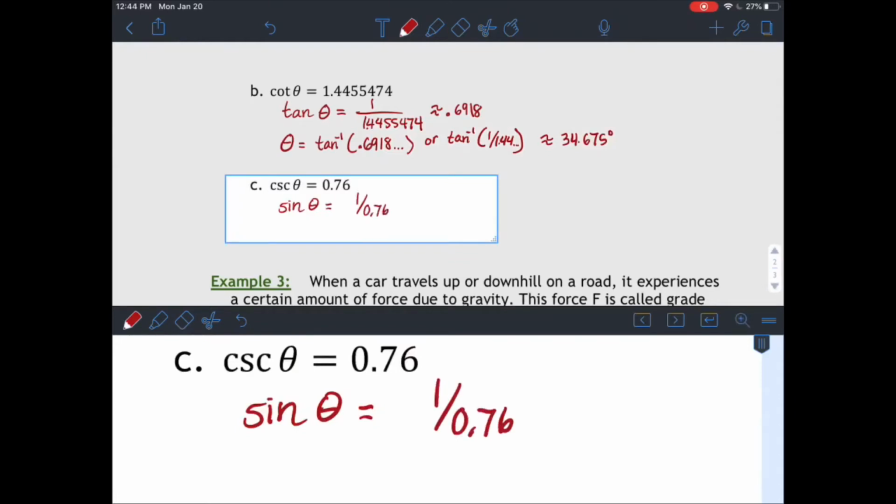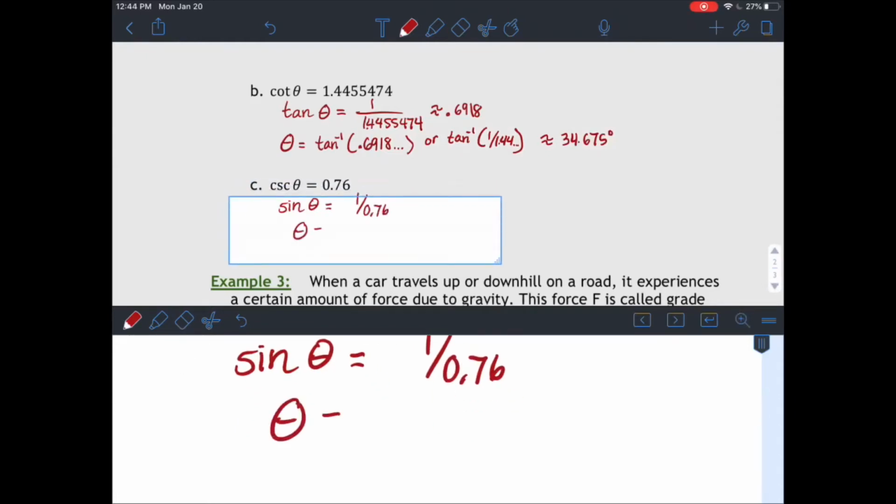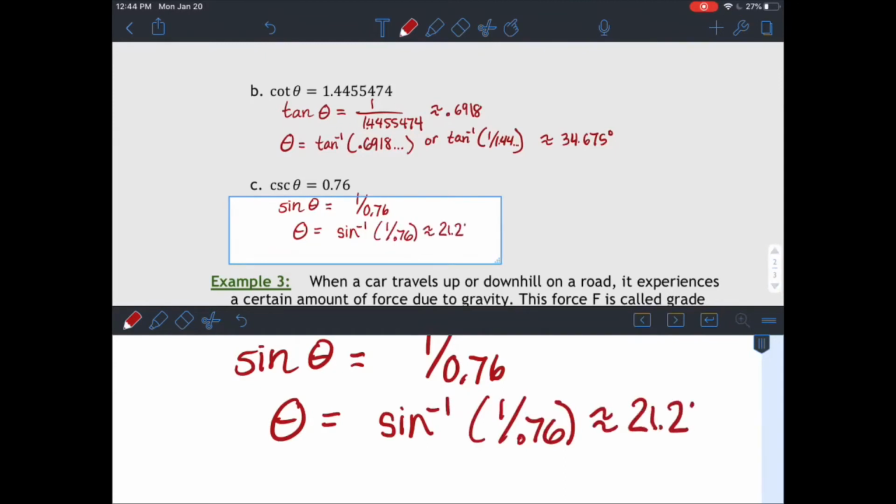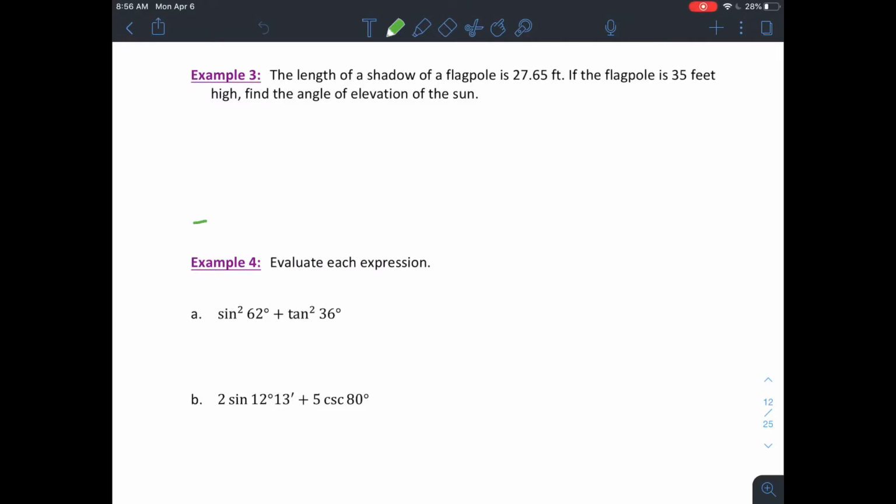So its tangent value is 1 over your cotangent value. Same with cosecant. Change it back to a sine value by doing 1 over your cosecant value, and then do arcsine of that sine value, and you'll get the angle measure to be 21.243 degrees. Anytime you want an angle, you're going to end up using an inverse trig function.